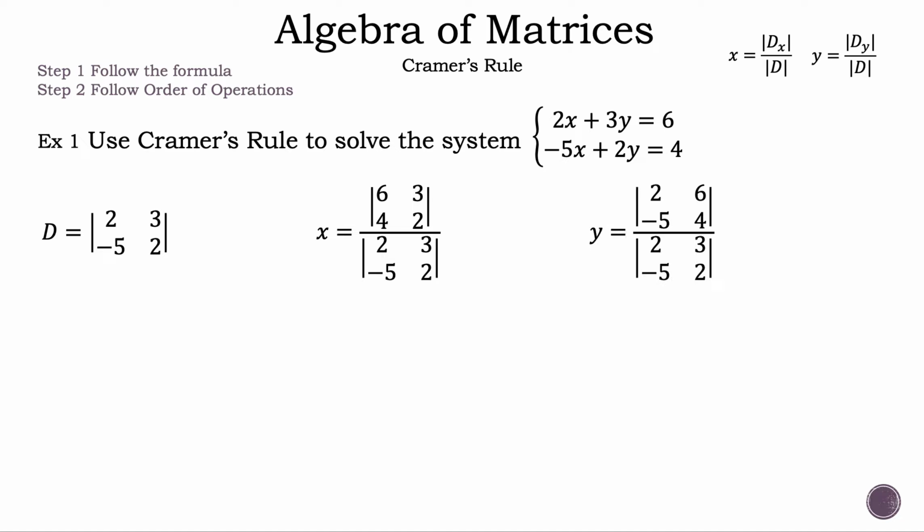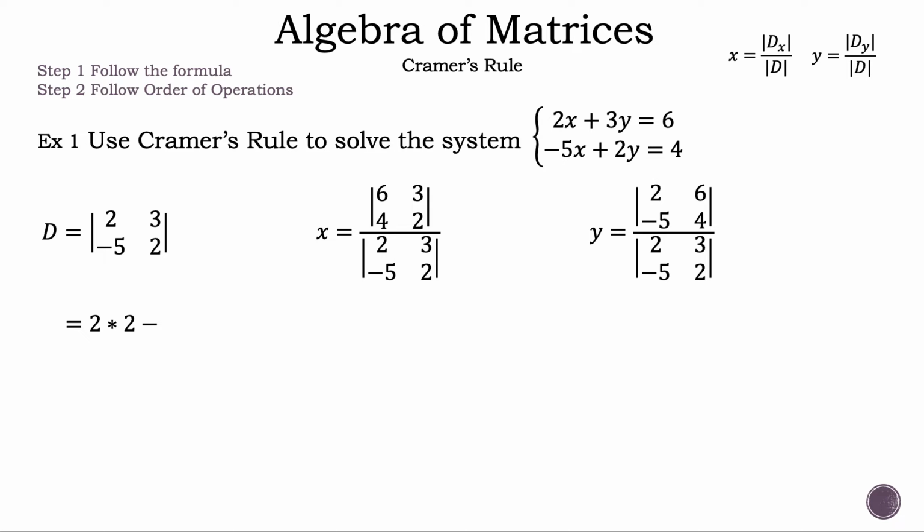Let's write down the y part of our ordered pair. The determinant in the denominator is the determinant of the coefficients. The determinant in the numerator, or determinant sub y, has the first column of the determinant of the coefficients, and we've replaced the second column with the constant terms 6 and 4, and that is the y part of our ordered pair.